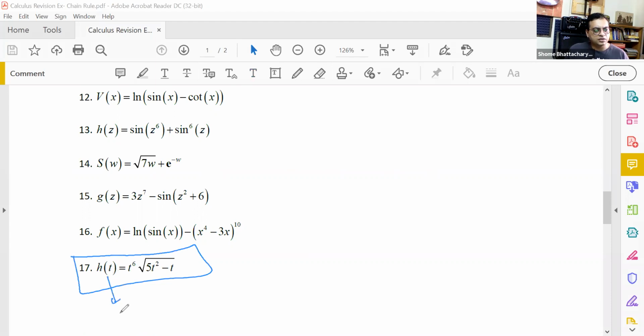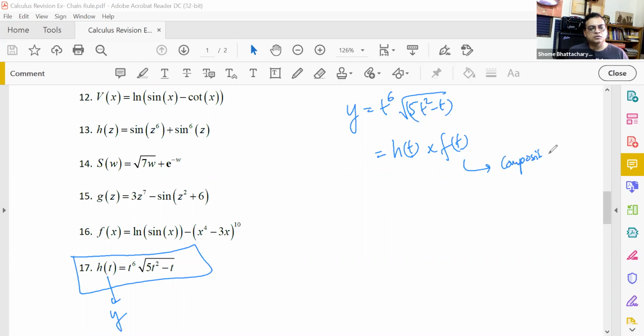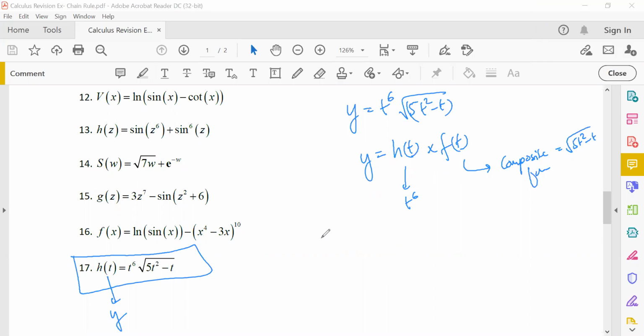So just think of this like some variable, like let's say y is a function of time. So y is equal to t raised to the power 6 into the square root of 5t square minus t. So this is some kind of function. Now you can see that this is the product of two functions, and the second one is a composite function. So it is like h of t multiplied by f of t, where f of t is a composite function, which is the square root of 5t square minus t, and h of t, or we can call it anything else, is a simple function. This is t raised to the power 6. Okay, so Rohan, clear up to this? Yes, sir.